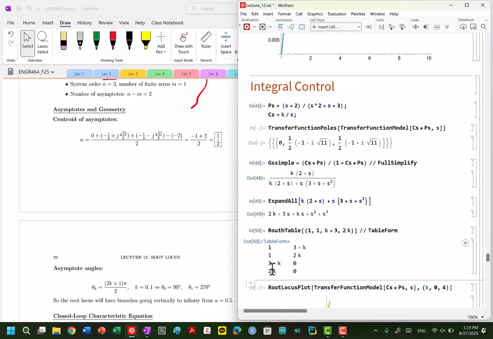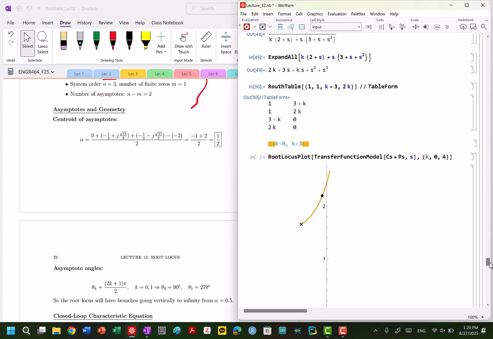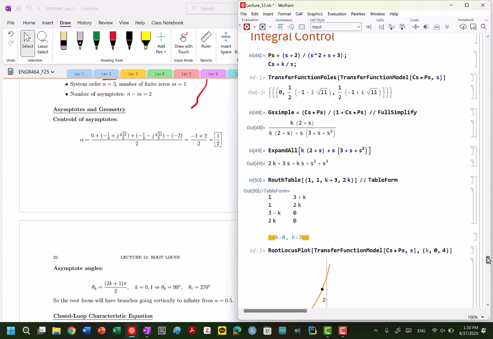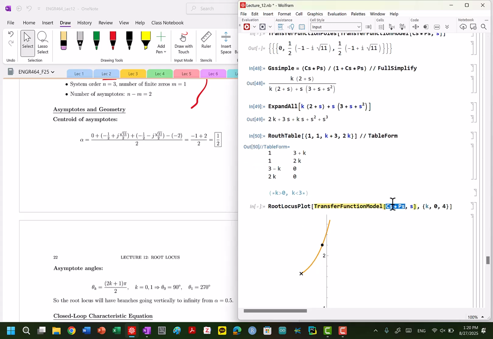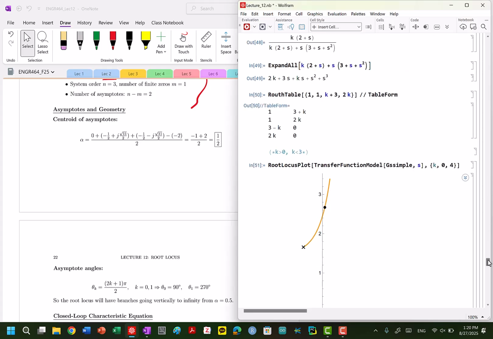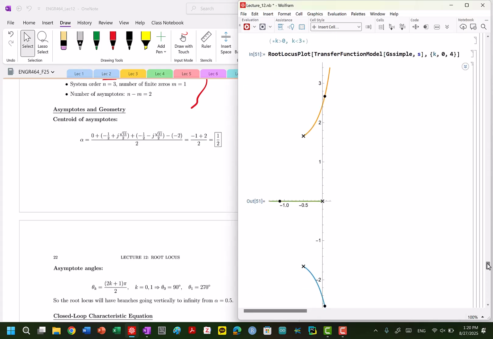So from our Ruth table, our condition is simply that K has to be greater than 0. That's one condition. And K must be less than 3. So if we're in that regime, we're completely okay. So we can do our transfer function model. We can do GS simple. And we can make sure, again, how many poles do we have? We should have 3 poles. So we should have 3 branches, and we see we indeed have those.